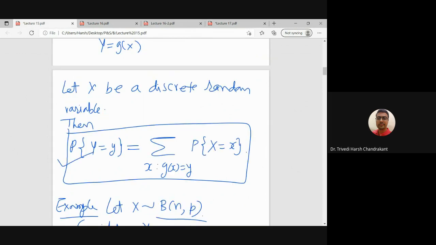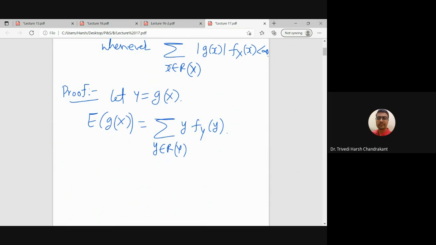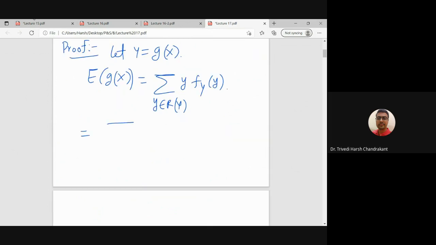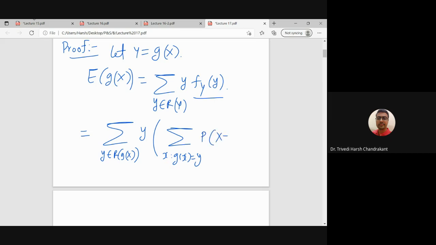Now we substitute this formula. So what we'll get is the summation over y belonging to the range of g of x, of y times the probability of Y equals y. And the probability of Y equals y, we know, is the sum over all x such that g of x equals y of the probability of X equals x. All right, so we substituted this value.